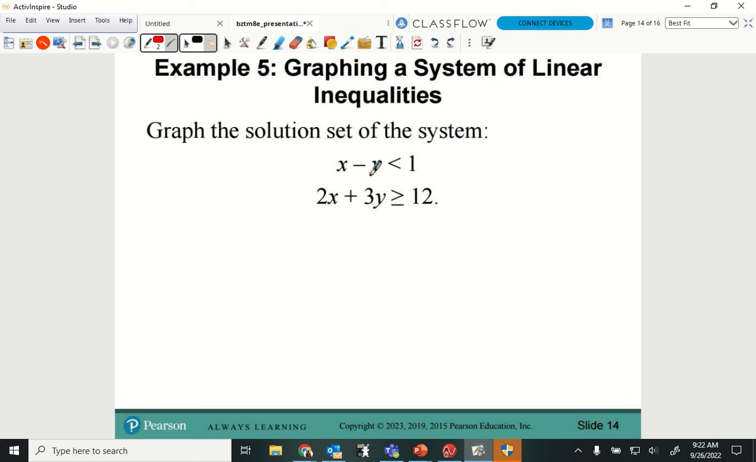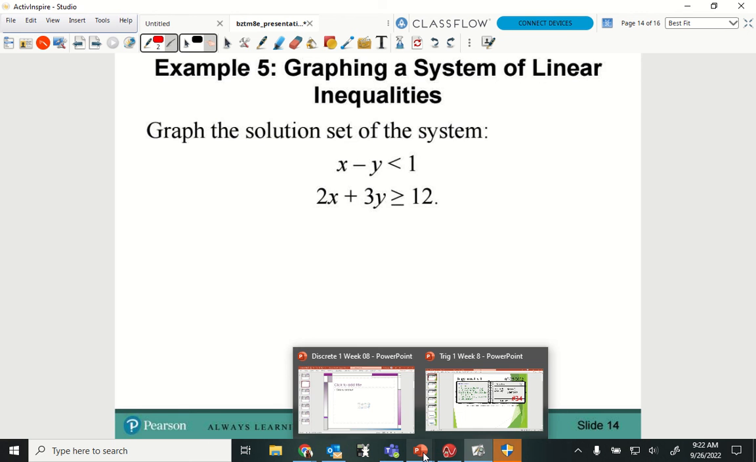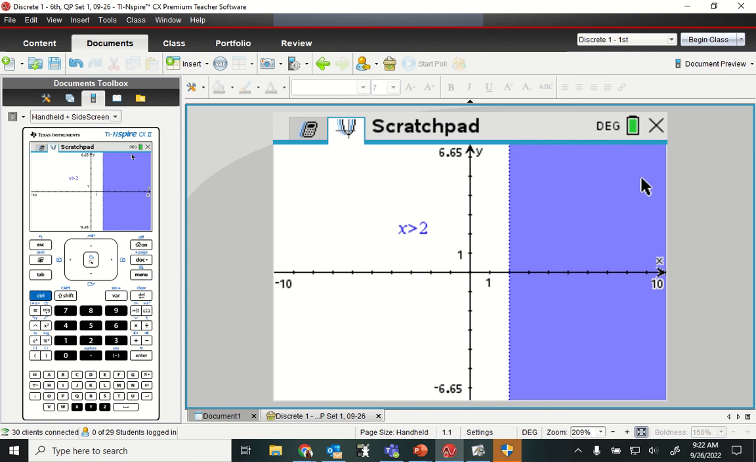So is this one going to be a relation or a function though? Look at where the x and y are at. They're both on the same side, aren't they? So if the x and y are on the same side like this, it has to be a relation. This has to be a relation. So we're going to write it in as a relation. So x minus y less than 1.